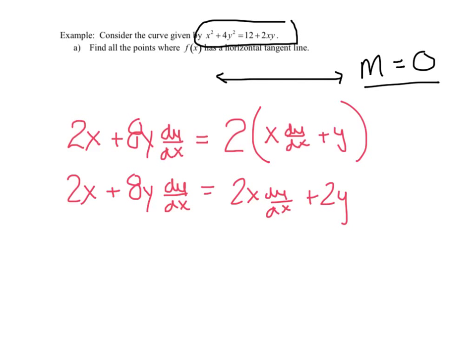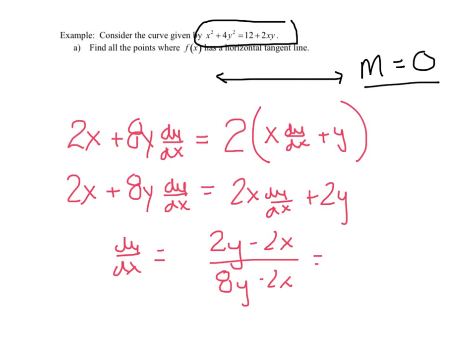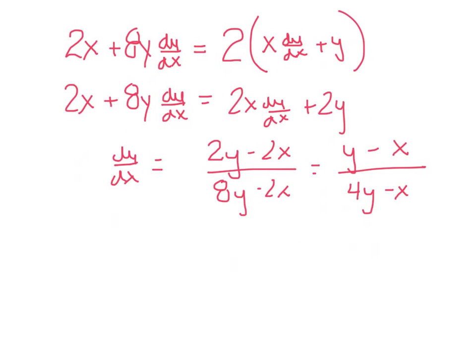I'll bring my dy/dx terms over. I'm going to do a little arithmetic in my head here. I get 2y minus 2x all over 8y minus 2x. And to make my life easier, everybody's divisible by 2, so I'm going to clean that up a little bit. I'm going to get y minus x all over 4y minus x. Now remember, you could have the complete opposite, and that is equivalent to this. So I just want to be clear, you could have negative y plus x all over negative 4y plus x.